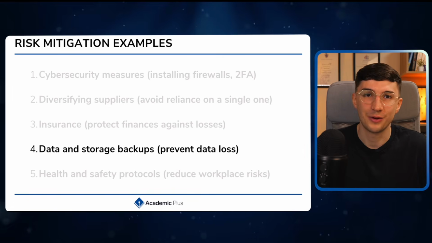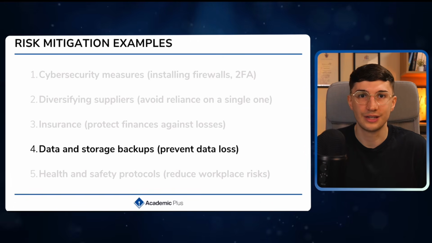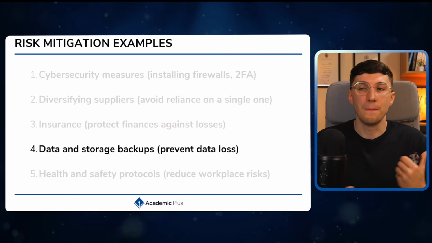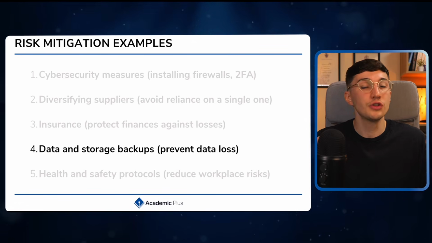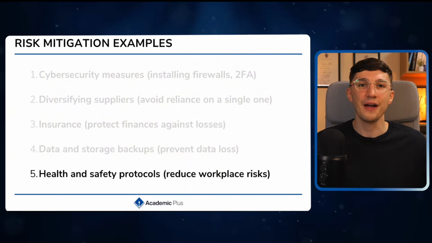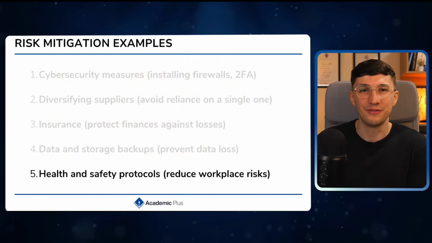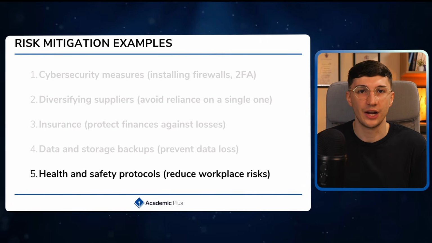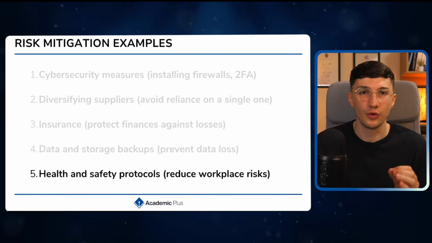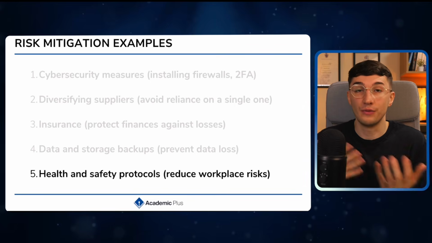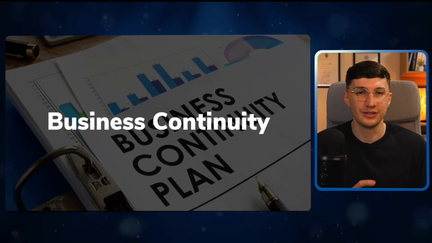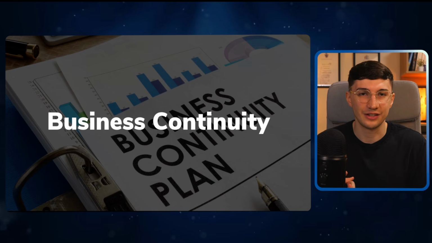Data and storage backups as well. If a company loses key data, this can really disrupt their overall business. So making sure that we do have backups just in case something was to happen. And finally as well, having health and safety protocols. Some people think it's boring, others will say it is necessary because you want to reduce the risk that something does end up happening within the workplace. Now, as part of risk mitigation, we've got these two important concepts: business continuity and succession planning.